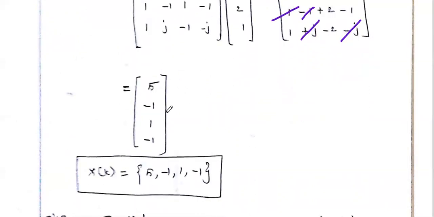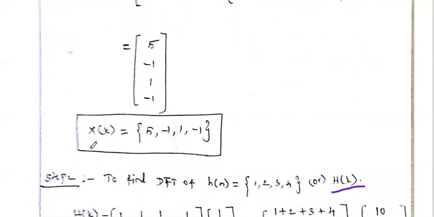So the answer is 5, minus 1, 1 and minus 1. So the capital X of k value, we can write it column wise as 5, comma, minus 1, comma, 1, comma, minus 1. Okay, so the first step we got.